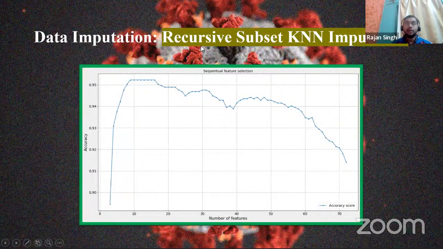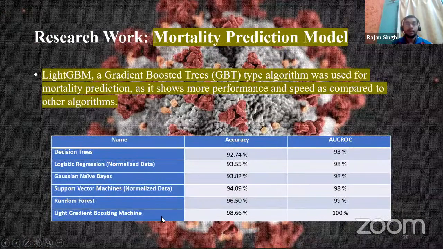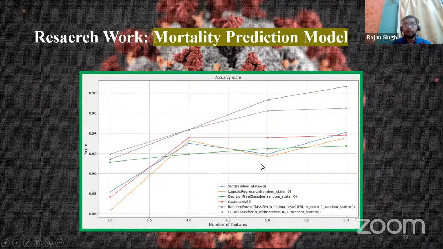After that, we plugged into a mortality prediction model using LightGBM. It is a gradient-boosted tree. After that, we applied the evaluation, and we got the following. We compared basically 6 of the algorithms. This is the same for the comparison of the performance with the increasing number of features.